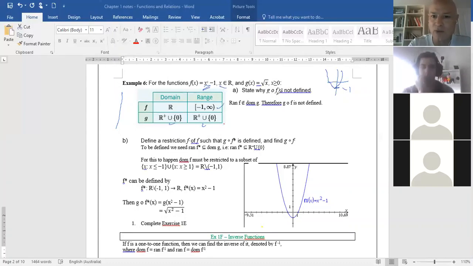Let's look at the range of f. The range of f, is it a subset of the domain of G? No, it's not, because the domain of G is reals positive only, including 0, and we've got to go down to -1. That's why it's not a subset. That symbol there means not a subset. Any questions there?